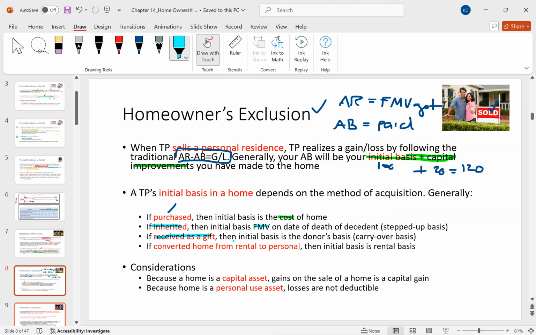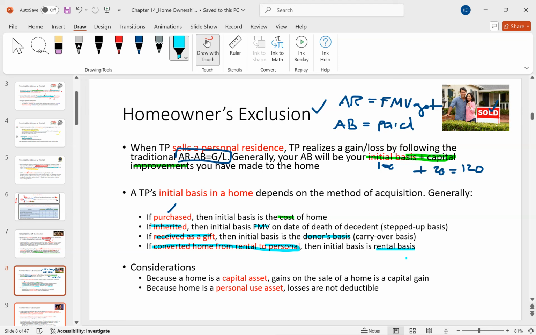If grandma gave it to us during her life, right, it's going to be a carryover basis. So, hey, even though the house right now is worth $500,000, if grandma paid $50,000 for this 50 years ago and she gives it to us during her life, our basis is going to be $50,000. Carryover, whatever grandma had is what we have. Likewise, if we convert it from rental to personal, whatever our basis in it in a rental capacity is going to be our basis in it for that personal capacity.